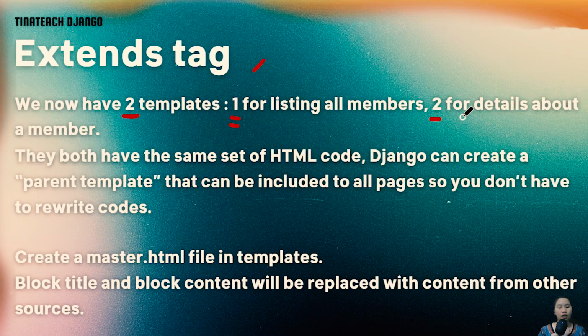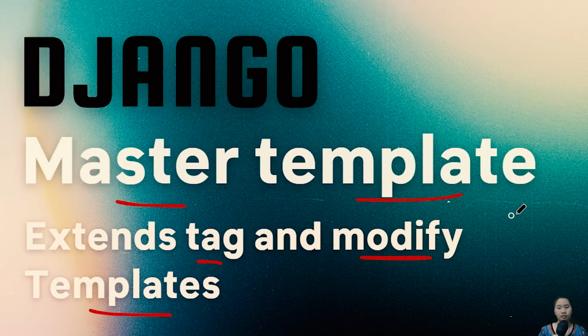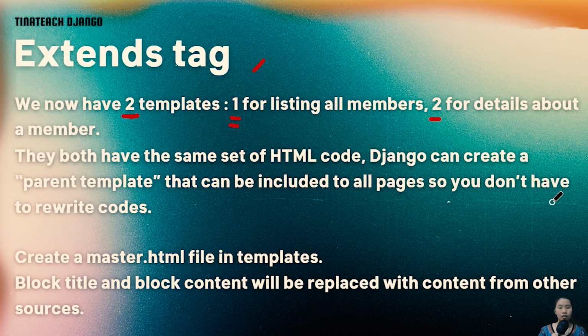Now, we can get around that by having a master template, all right? So this is where the title of the lesson comes in. The master template will help us get through that hurdle. And if you want to know why, just continue watching. I'm going to be as fast, as clear, and as straightforward as I can, okay? Now, Django can create a parent template. This is an alternative name to master template that can be included in all pages for this Django project folder. So you don't have to rewrite code.